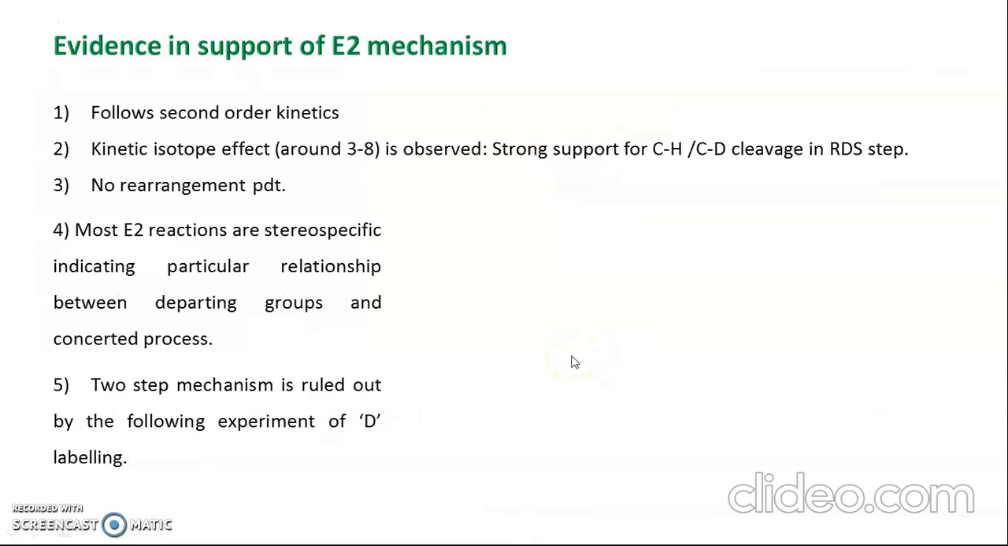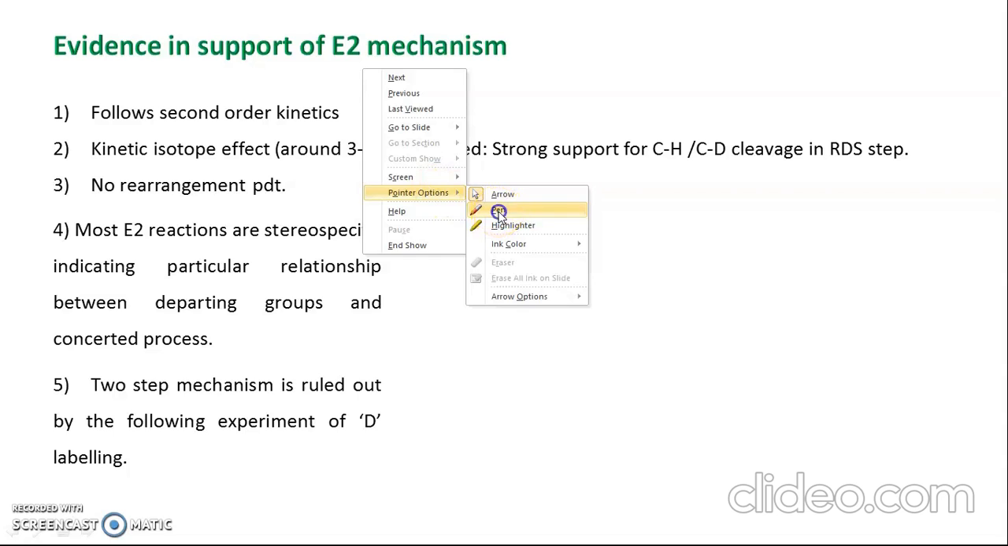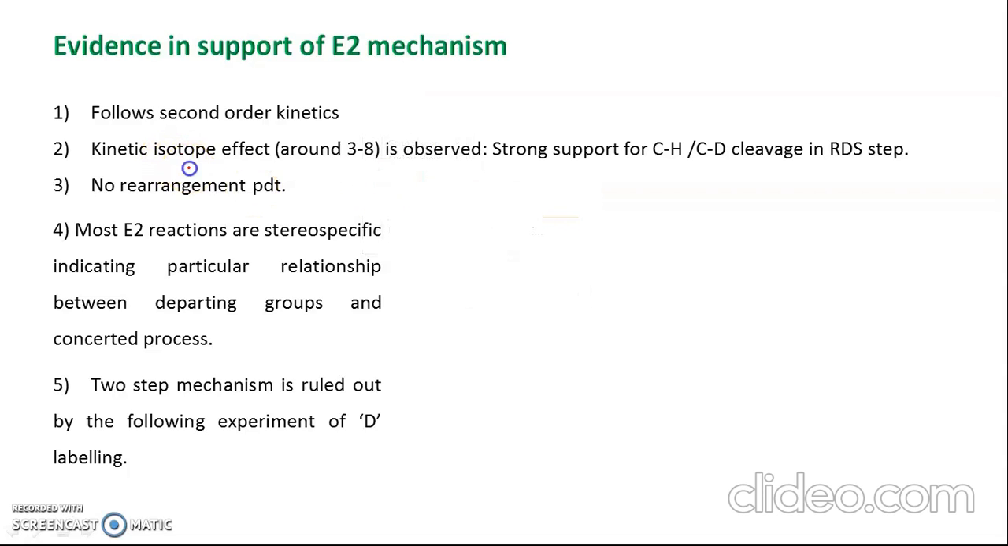Now what is the evidence that supports the E2 mechanism? First of all, it follows second order kinetics, which is experimentally observed. The second is the kinetic isotope effect, with a value ranging from 3 to 8 observed. It proves that the cleavage of the C-H bond is involved. If you take the deuterated version of the previous molecule, that is Me3CBr, the corresponding deuterated version is CD3 whole 3, CBr.